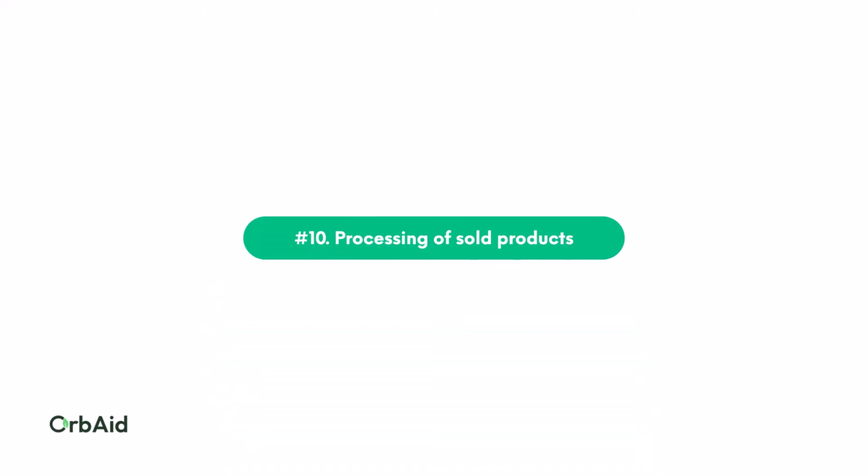Number 10, processing of sold products. Emissions from processing of sold intermediate products by third parties, e.g., manufacturers, subsequent to sale by the reporting company. Intermediate products are products that require further processing, transformation, or inclusion in another product before use, and therefore result in emissions from processing subsequent to sale by the reporting company and before use by the end consumer.